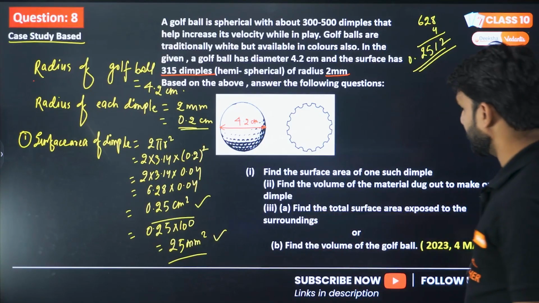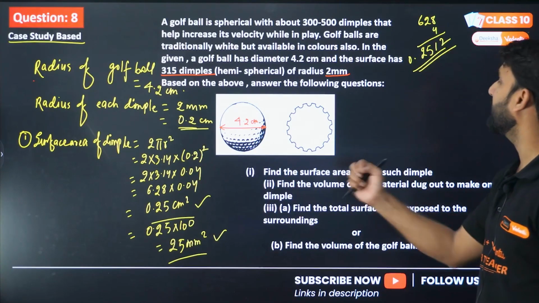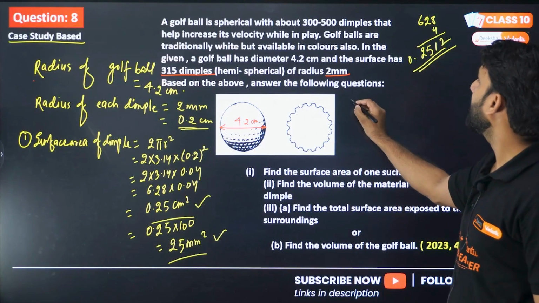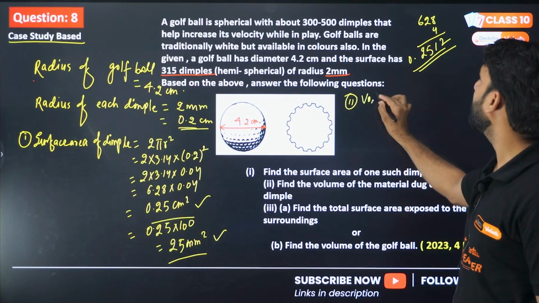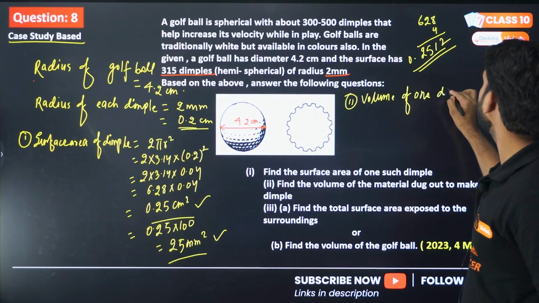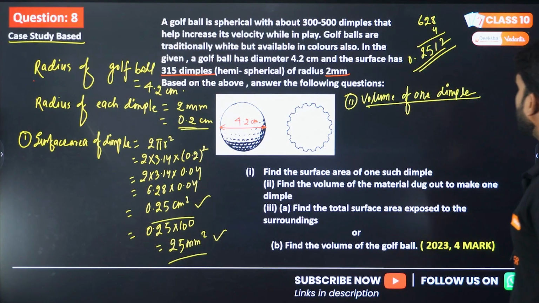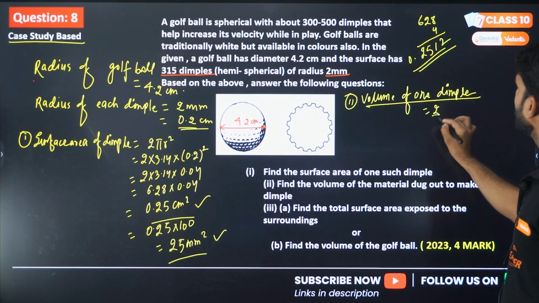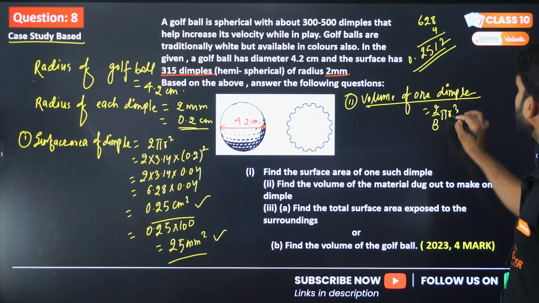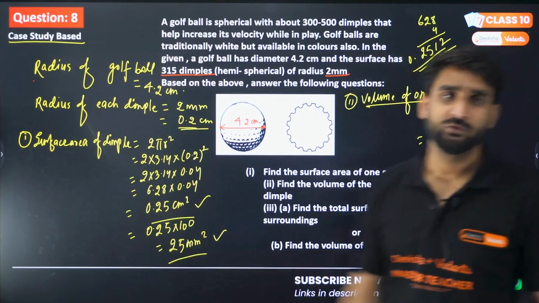Now come to the second question. The second question is, find the volume of the material dug out to make one dimple. Simple. Again, we have to find the volume of one dimple. So the volume of one dimple will be what? 2 by 3 pi r cube, because the dimple is hemispherical in shape, right? So 2 by 3 pi r cube.